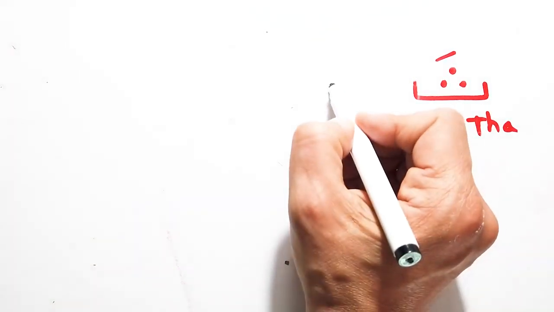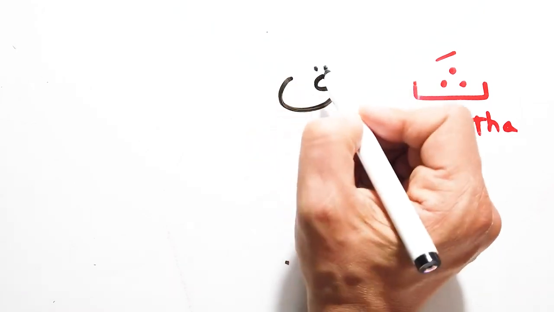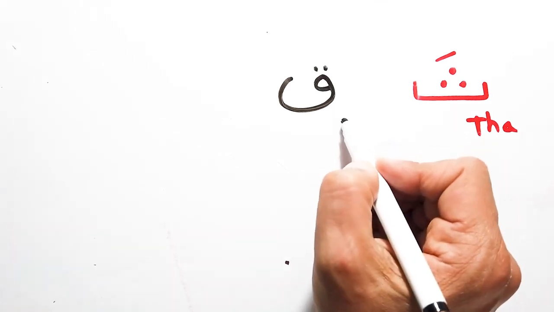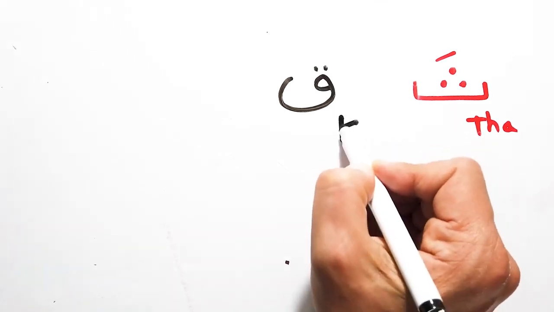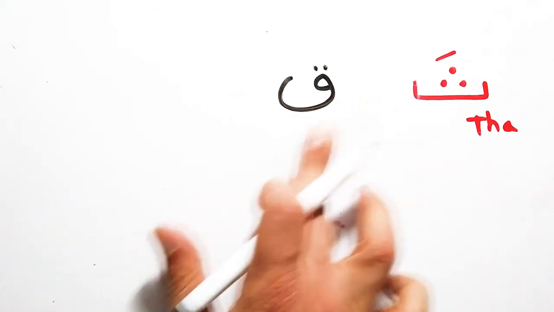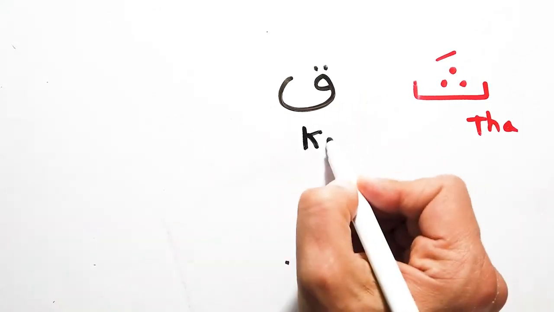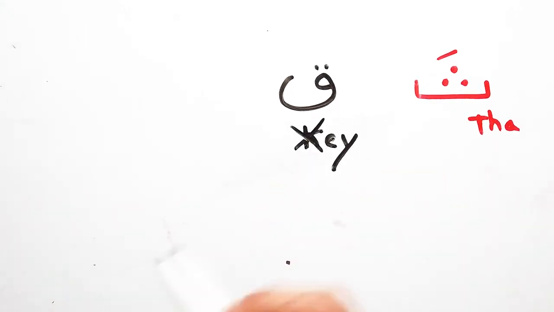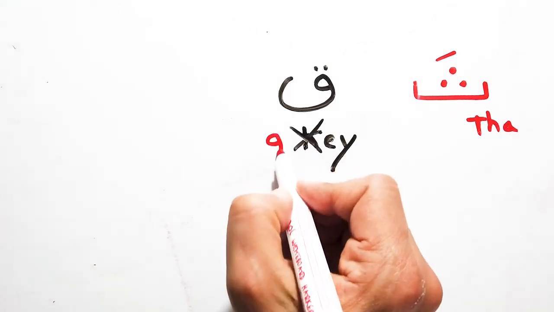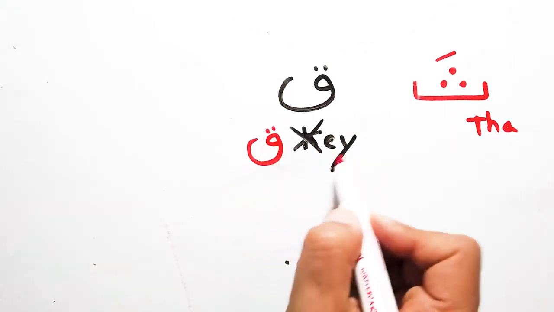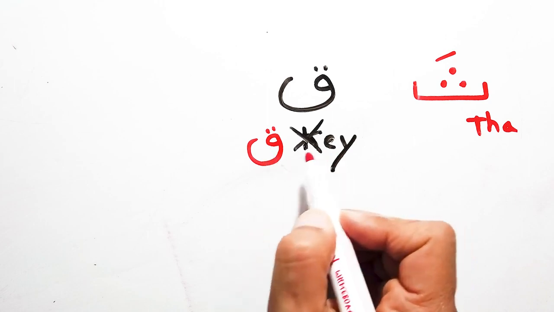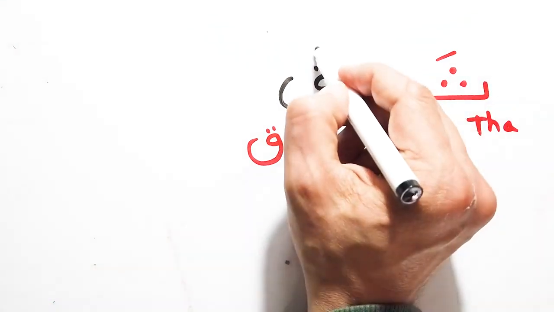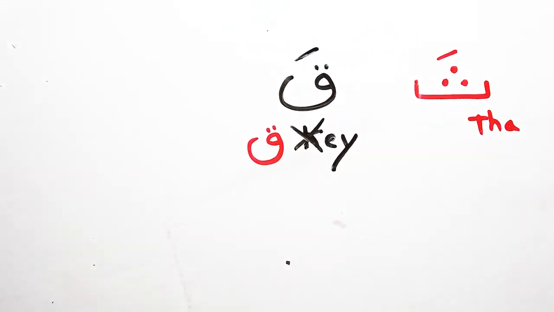Qa. It is a different sound. You don't have this sound in English. Qa. It's a strong K. So imagine the word key. I'm going to remove the K and let's add qa. So it will be qi, qi. It's not key, it is qi. Qa, qa, qa.